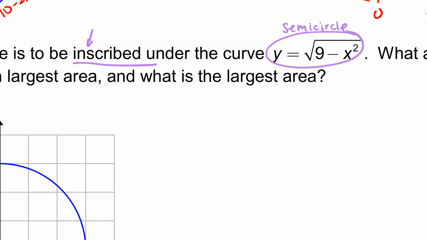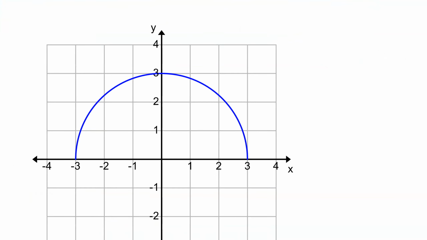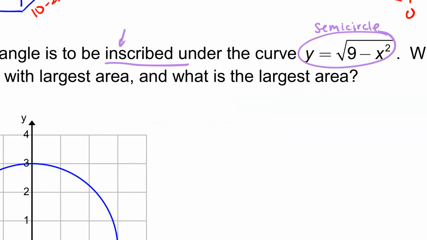But this is a semicircle. If you graph it, because you will have calculators, it's literally just a semicircle, and it's graphed for you. Surprise! So, inscribed under this semicircle, the rectangle is inside the semicircle, and the corners touch the semicircle. Inscribed is inside, and since we have a rectangle, that means the corners will touch.